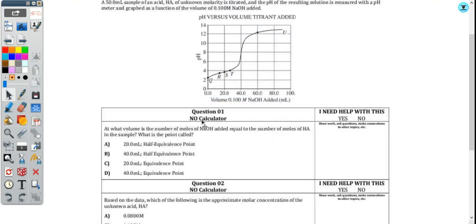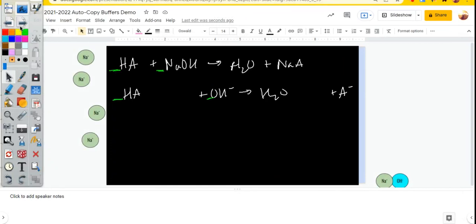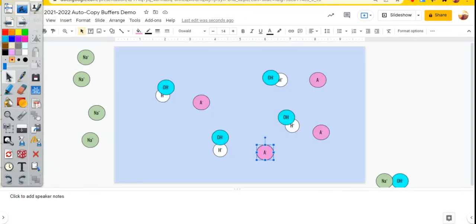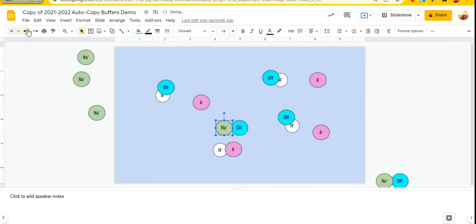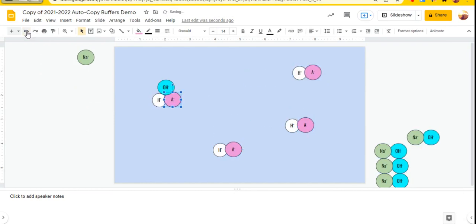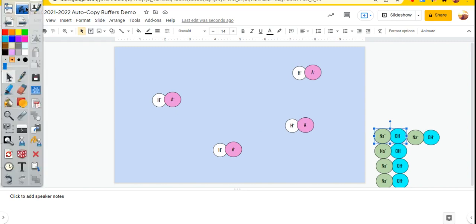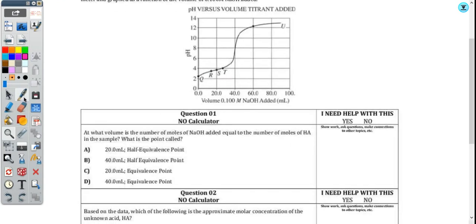The first question is asking you to think about at what volume the number of moles of NaOH added equals the number of moles of HA in the sample. So here, just remember that we had originally 4 HA molecules. So here's my starting point. We're looking for when I've added 4, in this case, NaOHs, because it's a 1-to-1 ratio. At that point, I have reached what's called the equivalence point. So it's at 40 mils that we have reached the equivalence point.